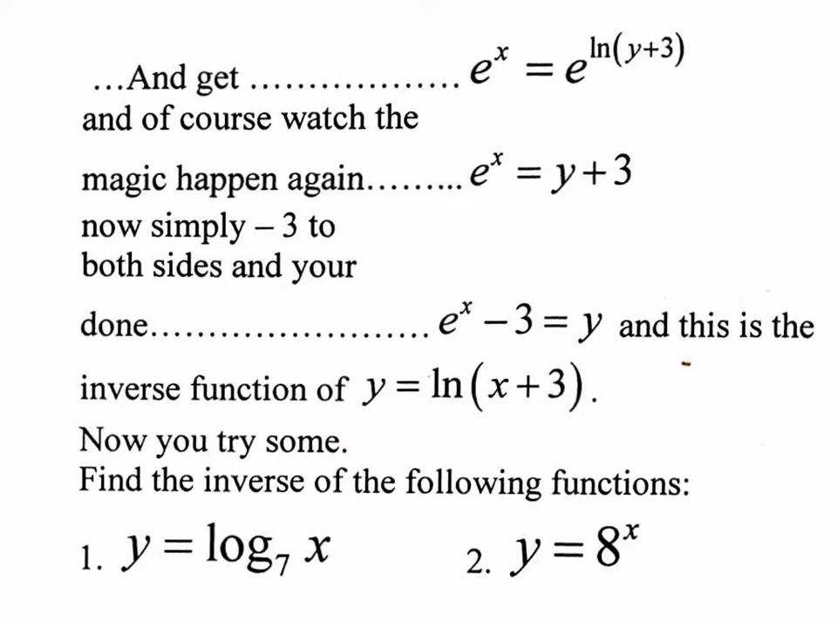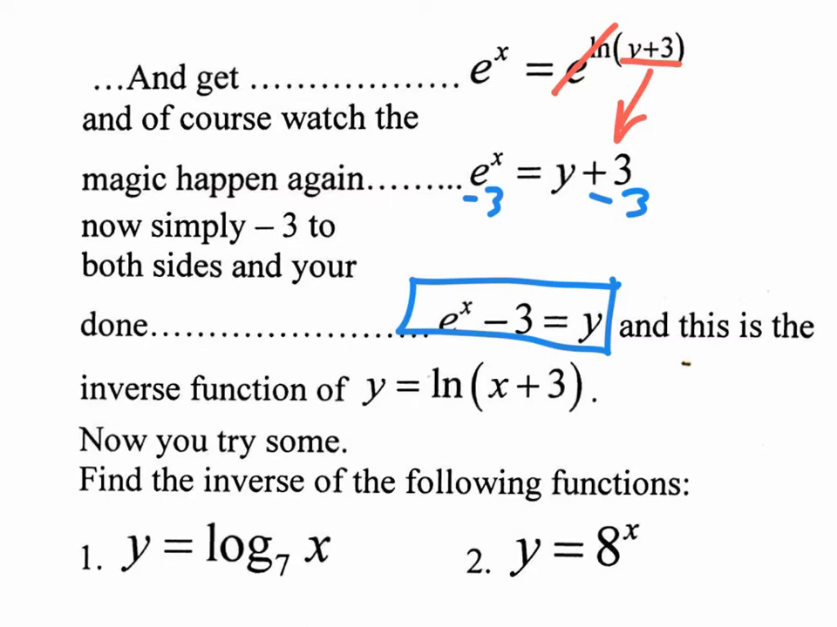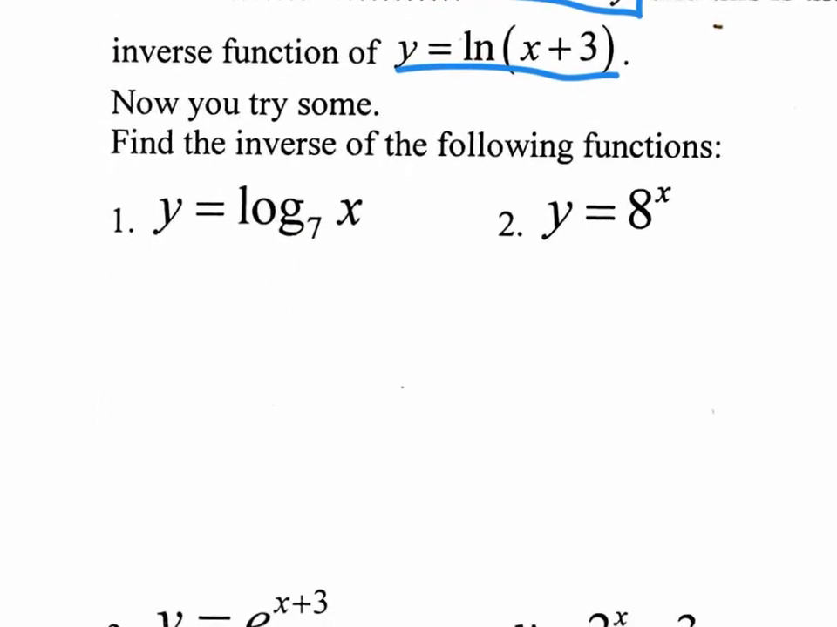You will get e to the x and e to the ln of y plus 3. Of course, e to the ln cancels out, and the y plus 3 comes down. So you have your new equation, e to the x equals y plus 3. All you got to do is subtract 3 here, subtract 3 there, and you're done. You have your inverse function of the original, y equals e to the x minus 3. And that's the inverse function of y equals ln of x plus 3. Let's practice by doing a couple of these.